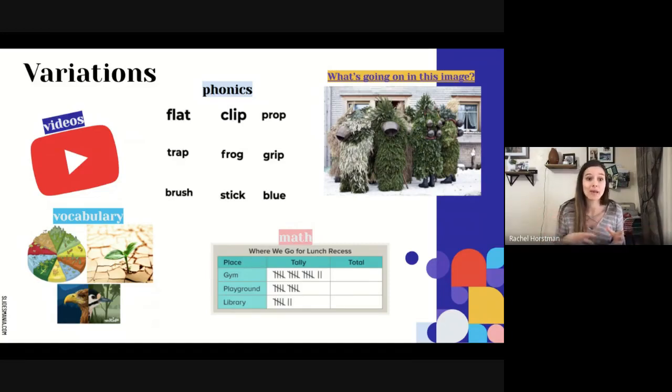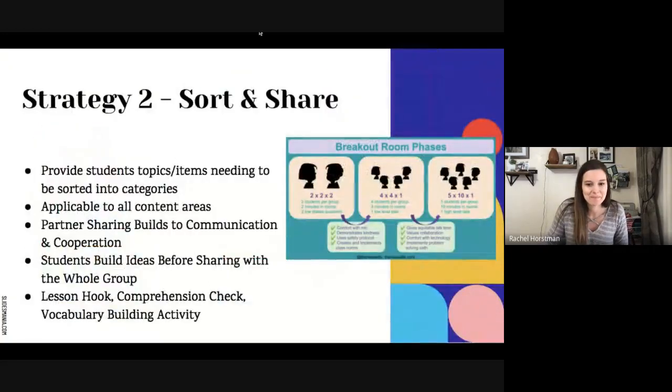Or for vocabulary, I found images that represent some vocabulary words. And then getting students to start to identify similarities and differences among those photos. You can use math graphs or just a photo from a text or even videos. So there's tons of possibilities, and I'm going to pass this off to Kathy.